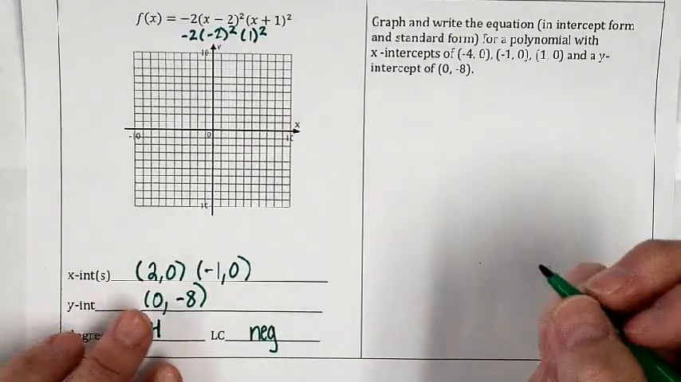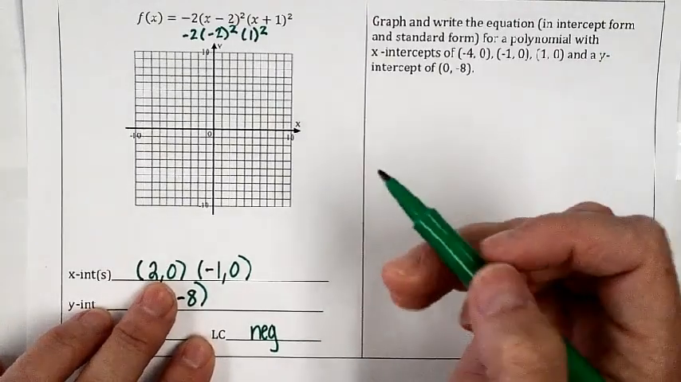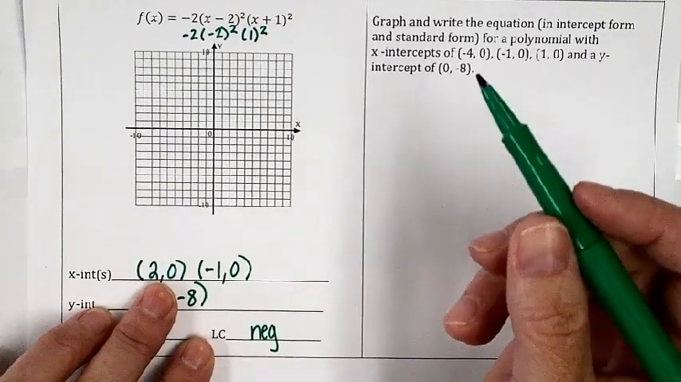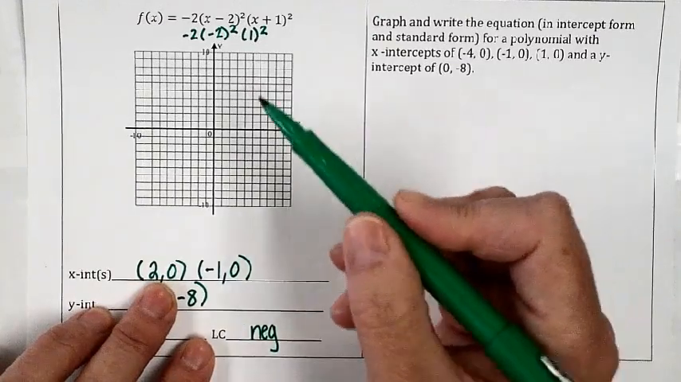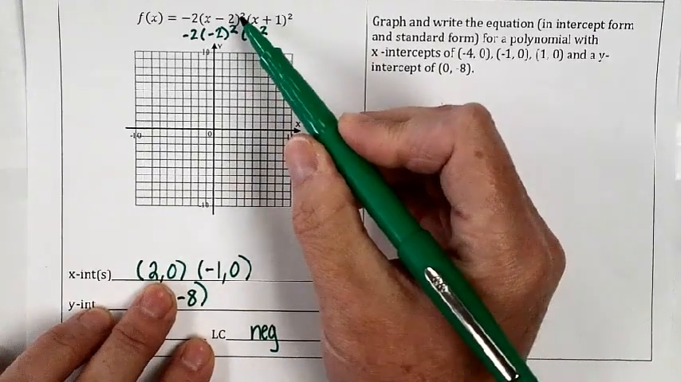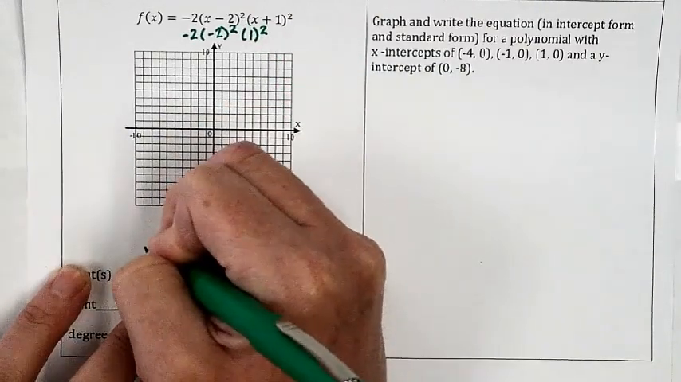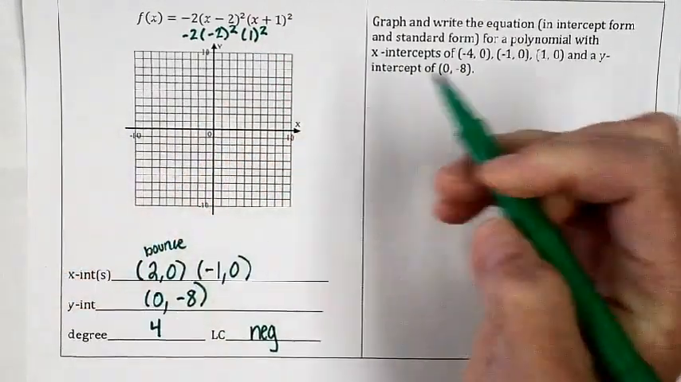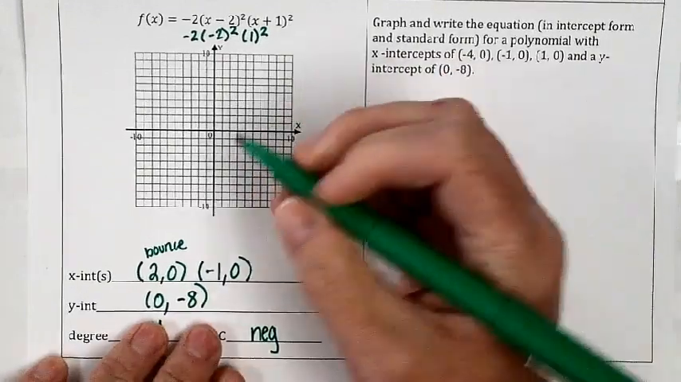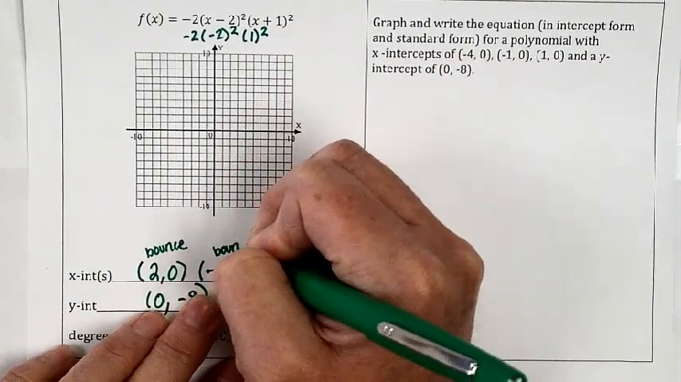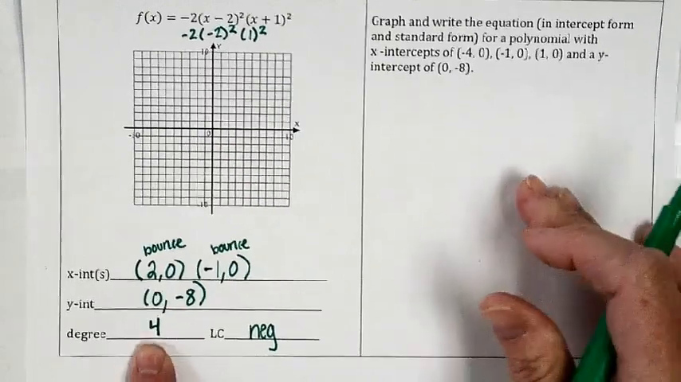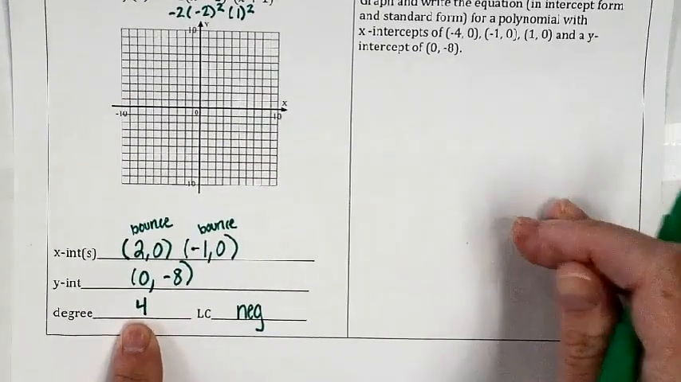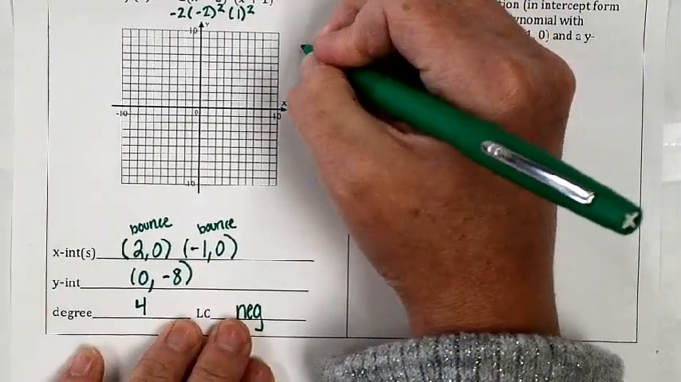Alright, at 2, 0, am I crossing, bouncing, or wiggling? I'm bouncing because the exponent is even. And at negative 1, 0, your exponent is even, so I am also bouncing. Now we have to figure out end behavior. Degree is 4, so the arrows have to go in the same direction, but since the leading coefficient is negative, going down.